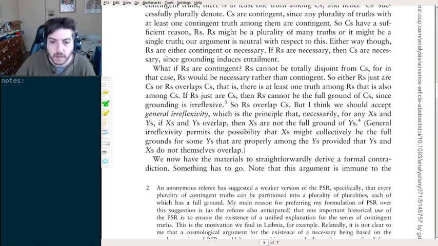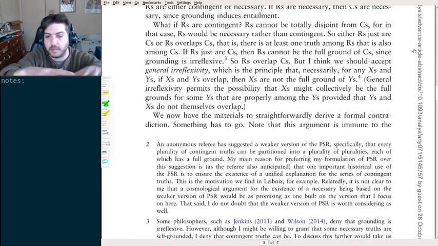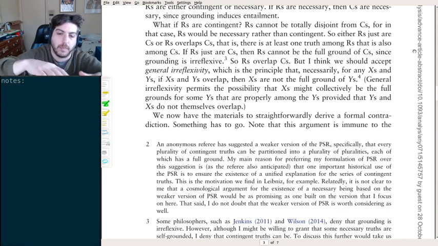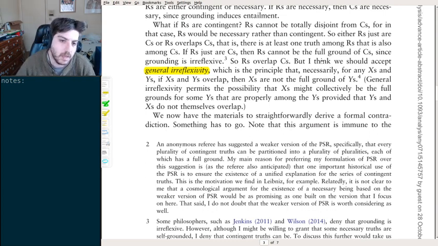Yeah. Okay, so it's a bunch of overlapping things, some overlap here, some overlap there, and if you're trying to get the reasons for one to not overlap those, you've got yourself a general circular picture. It can get a little complicated, but you want this general irreflexivity for grounding. You want the ground to be more fundamental, more of a ground than what it's grounding. We now have the materials to straightforwardly derive a formal contradiction.